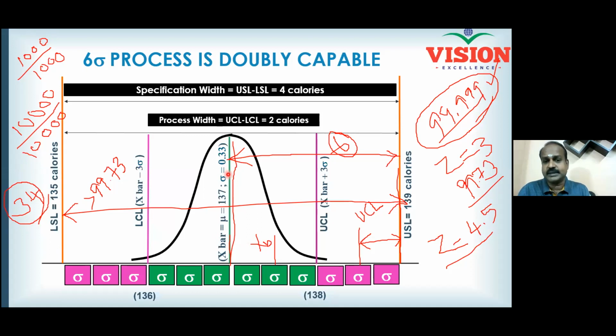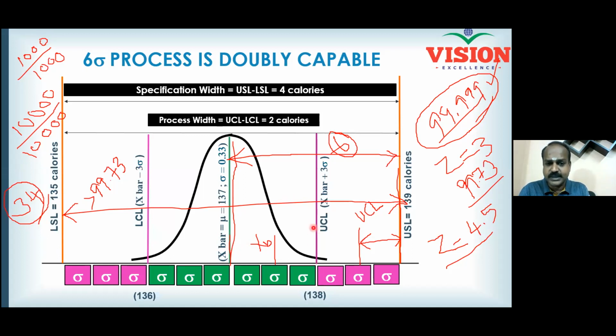Reduce the standard deviation. What will happen when I reduce the standard deviation? Find out your control limit. Control limit is center plus 3 sigma. 3 sigma is 0.33 times 3, which is 1. So center 137 plus 3 sigma.